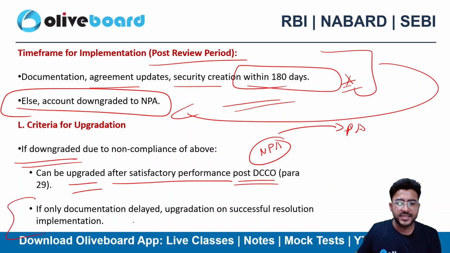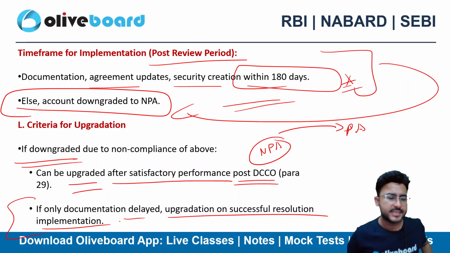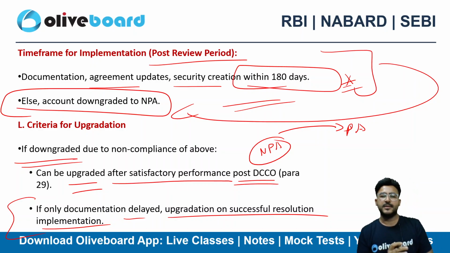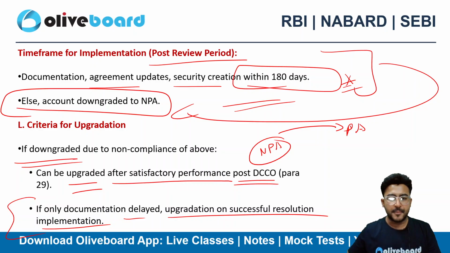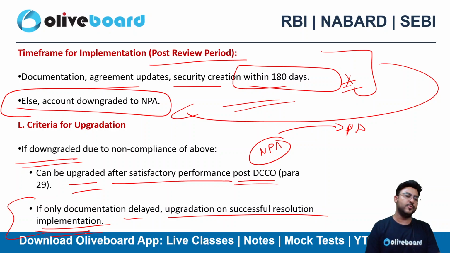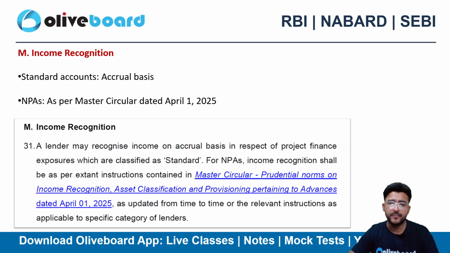If only documentation is delayed, then upgradation on successful resolution implementation. Let's suppose you have delayed the documentation part. However, you are very well servicing everything. In that case, upgradation is successful on resolution implementation. So you need to immediately implement the resolution, and that will definitely upgrade your account from NPA to PA, right?